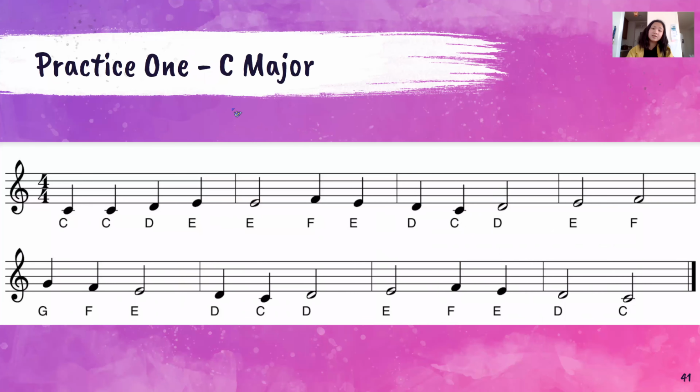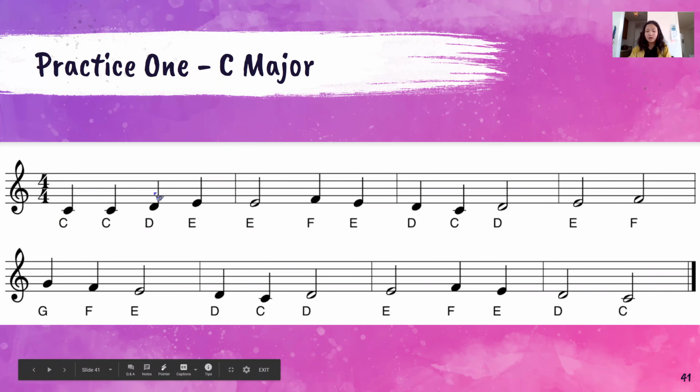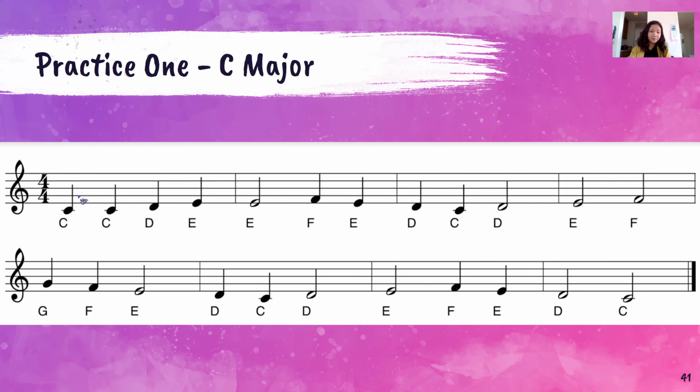Now we have some practice. The first practice is in C major, and I want you to take about 5 seconds just to look over it and get the feel for it. Okay, I think it's good. As you can see, I put down all the note names under the notes. I didn't put the scale degrees or the solfege as a good practice. So I'll go through this with you now.